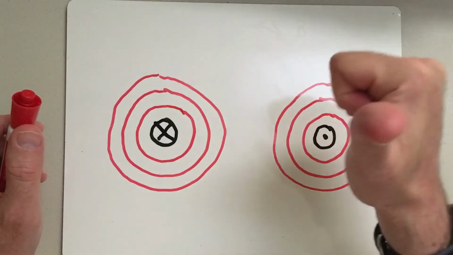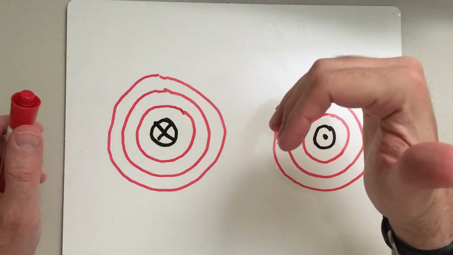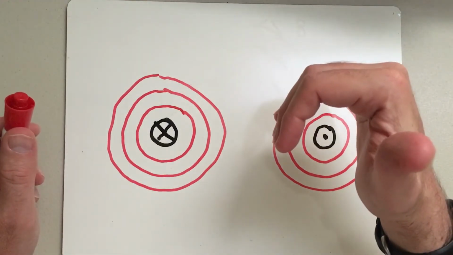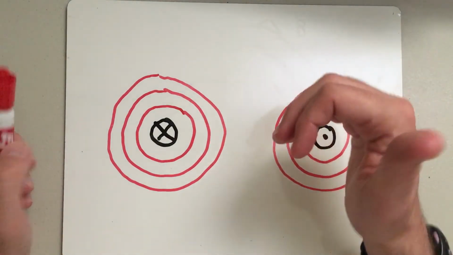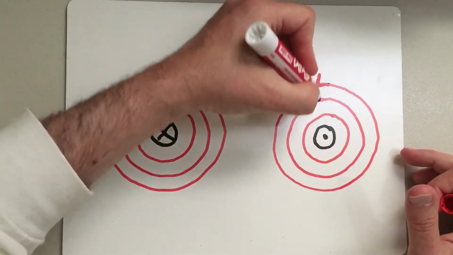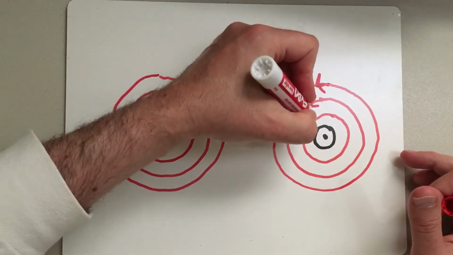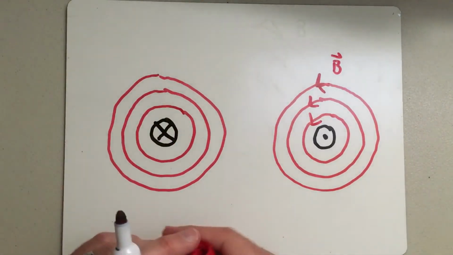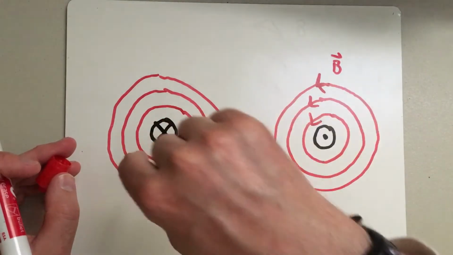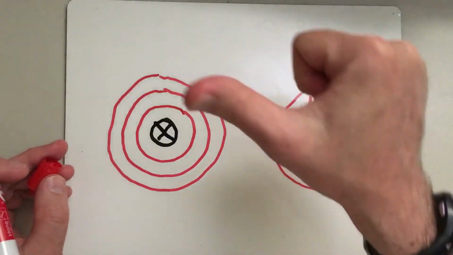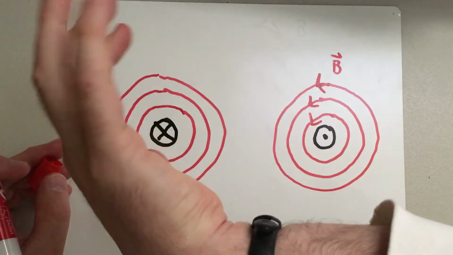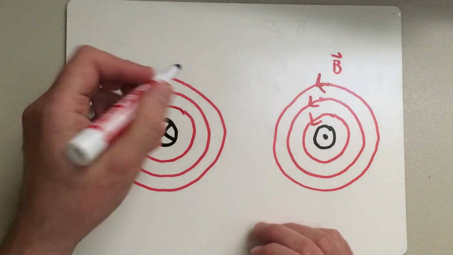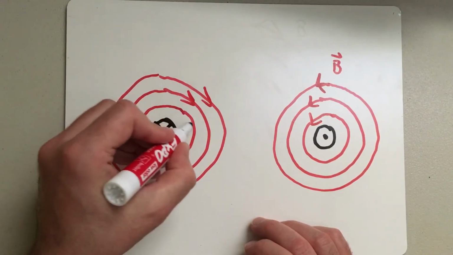so my thumb is pointing up and out, and the fingers are curling in the direction of the magnetic field around that current. So in this case, they're curling counterclockwise, and so that tells me that the magnetic field, these loops, are going counterclockwise. And for the one on the left, it's going into the board, down. So I've got to take my thumb and turn it down, and now my fingers are curling clockwise. And so that means these loops are going clockwise.